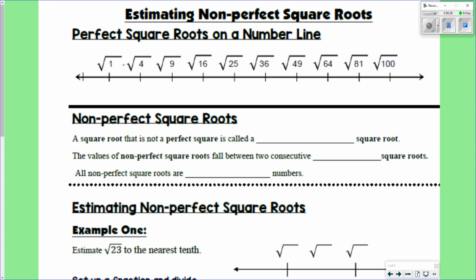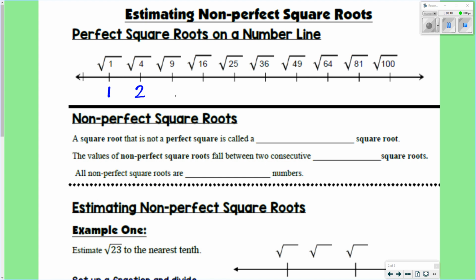And perfect squares, what we've learned is think of this as the area, right? And it's a square. So think of a number times itself to give you the area of 4. What number times itself? 2 times 2 is 4. So the square root of 4 is 2. 1 times 1 gives you 1. So the square root of 1 is 1.